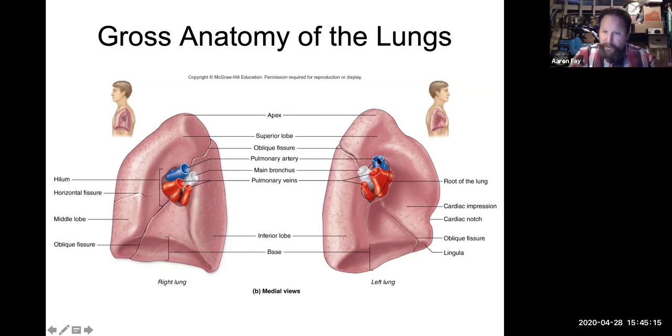This is where the pulmonary arteries, pulmonary veins, the main bronchus, and lymphatic vessels enter and leave the lung. That's called the root of the lung.